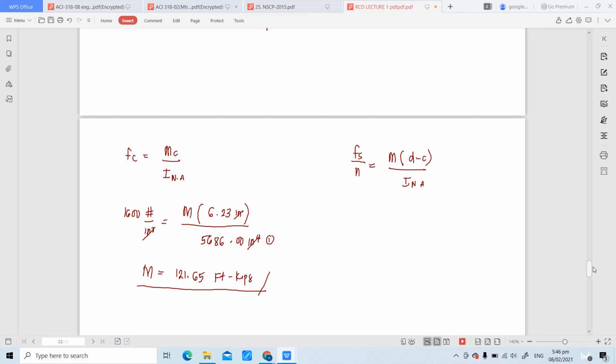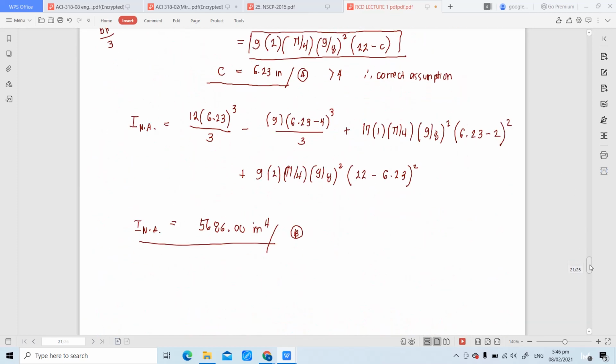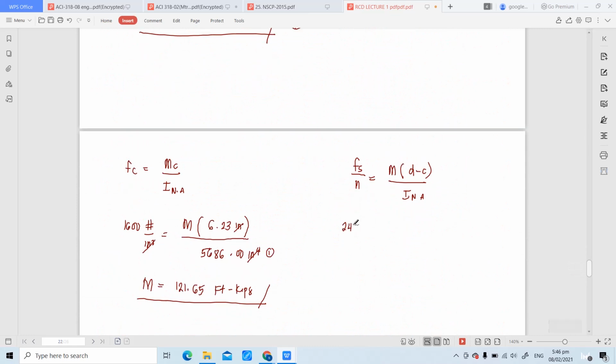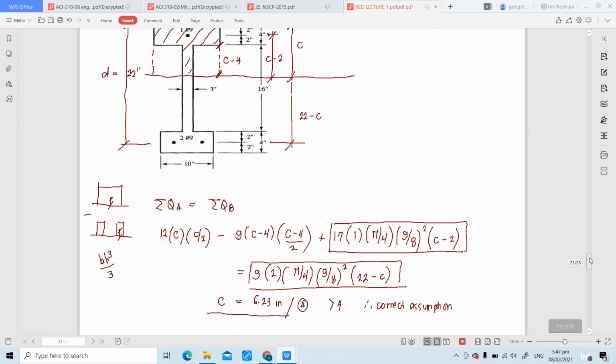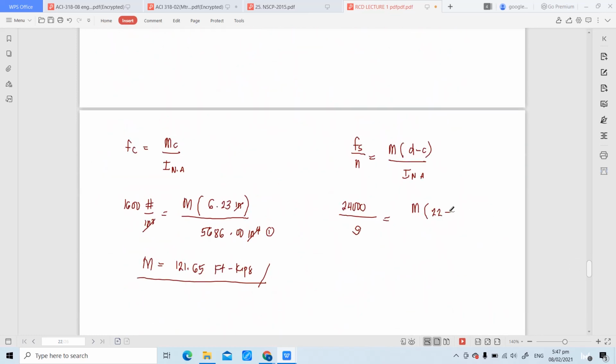So, substitute the values. Fs, binigay sa problem, equivalent to 24,000 PSI. So, this is 24,000 over N, that is equivalent to 9. Equivalent to moment, which is unknown, multiplied by D minus C. Ang effective depth natin ay 22. Minus C, 6.23. Over INA, naka-store kay B.